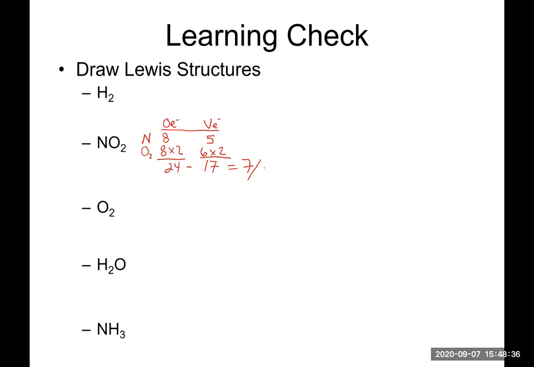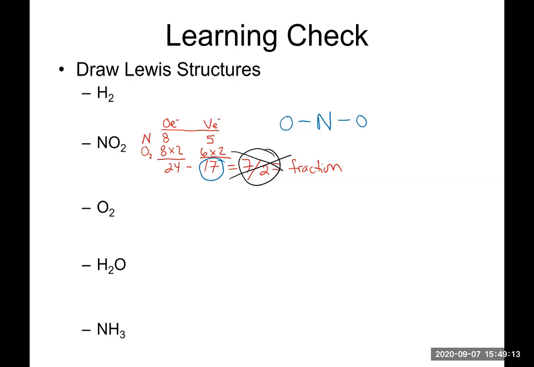7 divided by 2 is going to give us some fraction. And so we know right now that the math has broken down, because a fraction is not going to give us the bonding pattern that we're looking for. So that means that we're going to use this 17 when we draw this structure out. That's our valence electrons. So we have nitrogen, and it's flanked by 2 oxygens.